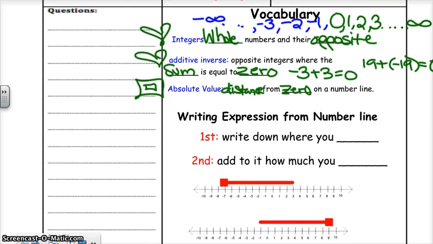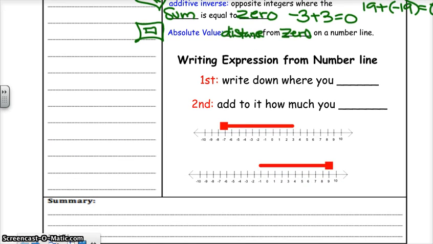All right. First extension, we need to write expressions from a number line. When you are given a number line and you have to create a numerical expression, tell me what's going on. The first thing you do is write down where you start. I have to say, okay, where is the beginning point? That is the beginning point. And secondly, I'm going to add to it how much you moved. Notice, add. Put a couple lines under it. That's the most important thing.